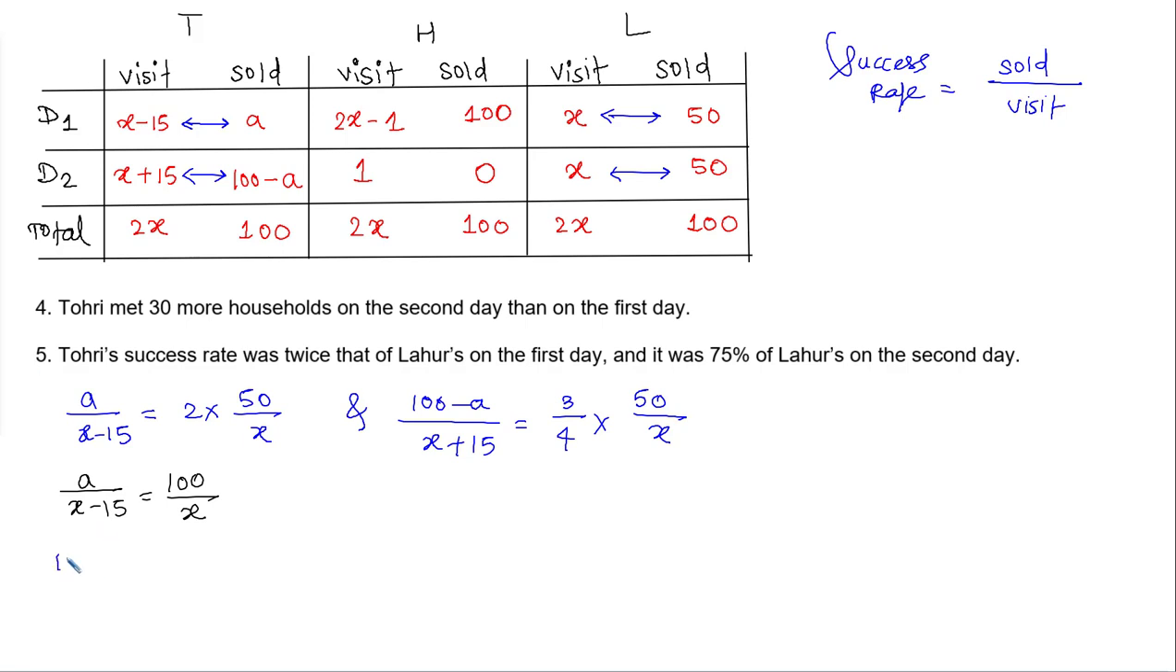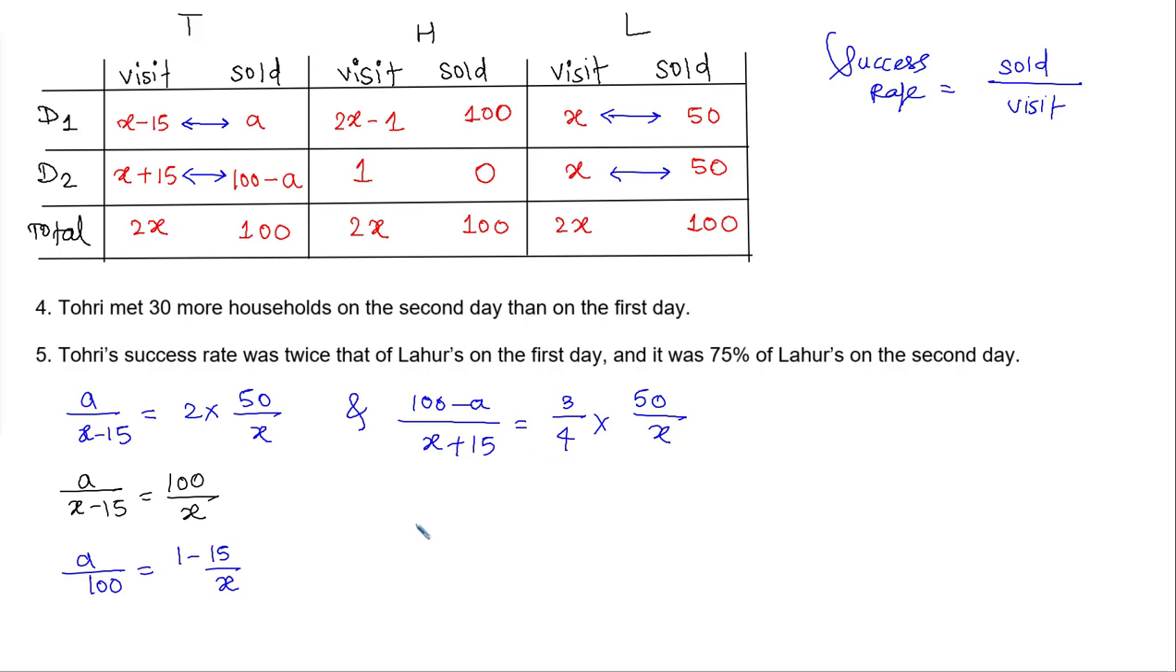So the value of 100 divided by A becomes x divided by x minus 15. Or instead of this, the value of A divided by 100 is equal to x minus 15 divided by x. It means 1 minus 15 by x. So we can replace the value of A with this over here. So let's have a look at it.